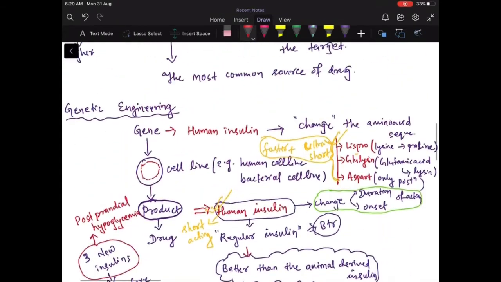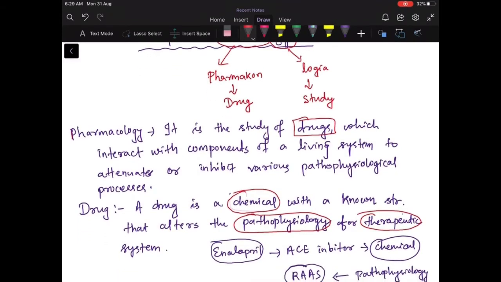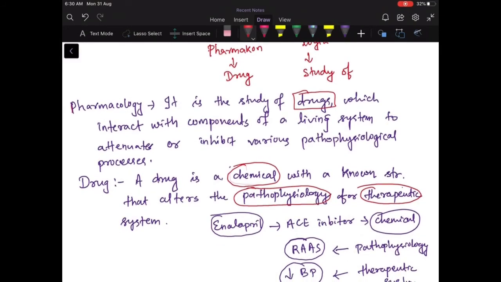Okay, let's revise what we have studied in this class. What is pharmacology? The word pharmacology has been derived from two Greek words. One is pharmakon, that means drug. Another one is logia, that means study of. What is the definition of pharmacology? As we know, it is the study of drugs which interact with the components of a living system that attenuates or decreases or inhibits various pathophysiological processes. You need to write this one.